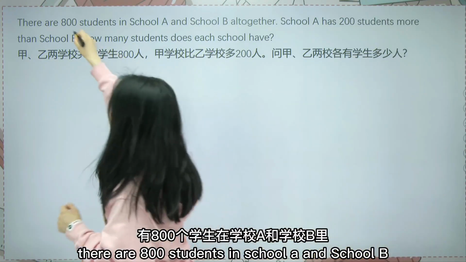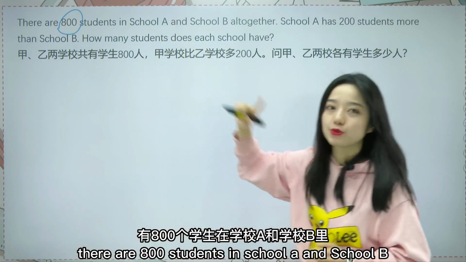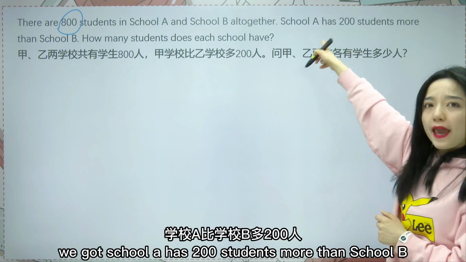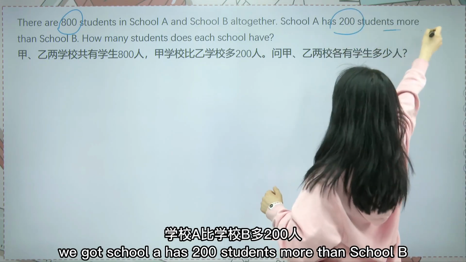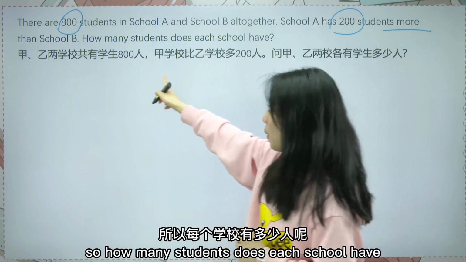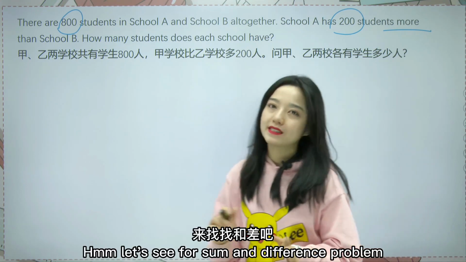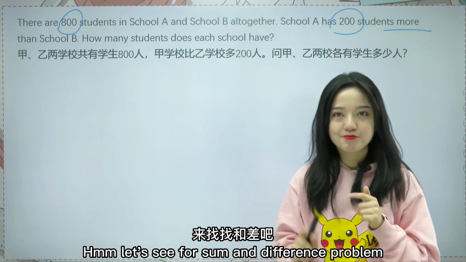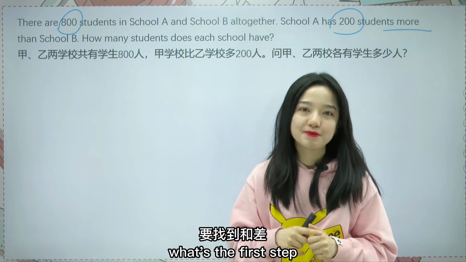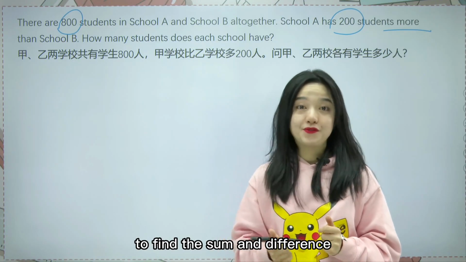There are 800 students in School A and School B. We got School A has 200 students more than School B. So, how many students does each school have? Let's see, for the sum and the difference problem, what's the first step? To find the sum and the difference.